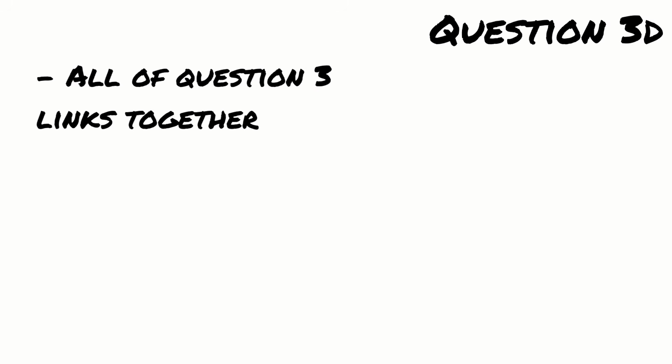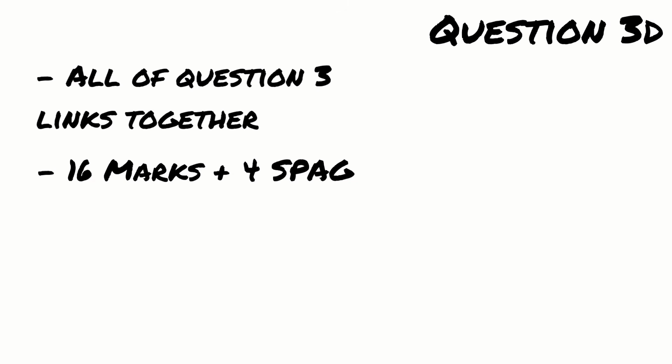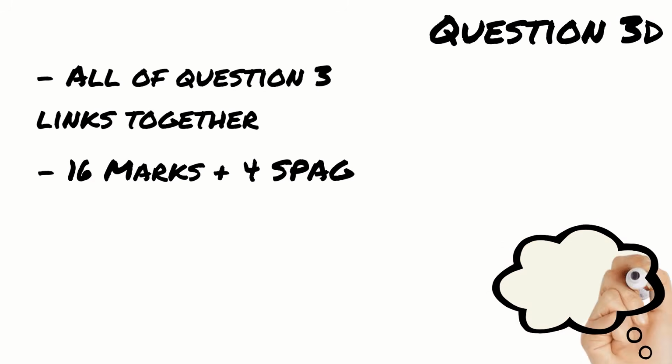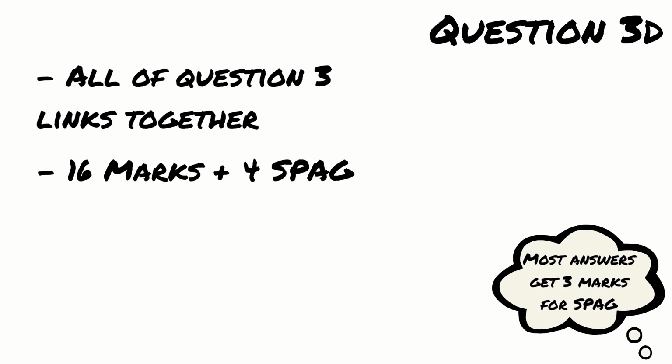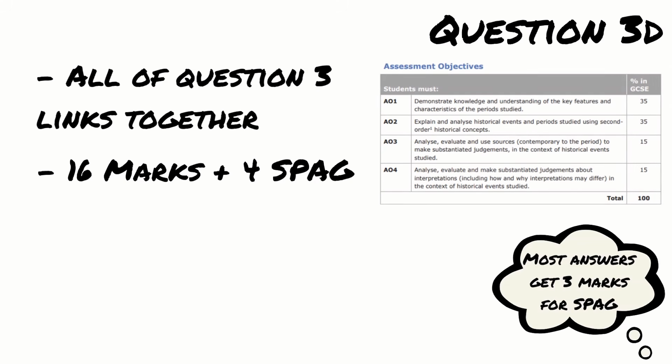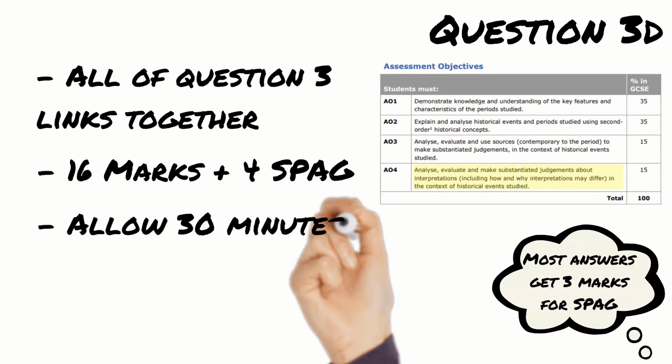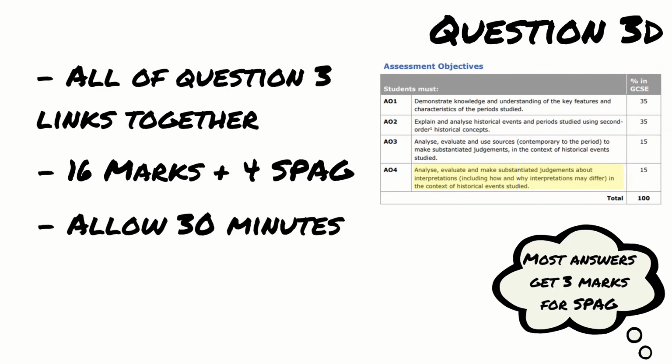Question 3D carries 16 marks plus 4 for SPAG, which is why it's sometimes called the 20-mark question. I don't really want you to worry about the SPAG. Most papers get 3 marks for SPAG, and it's only if your essay is particularly poor or particularly good that this changes. The question focuses on AO4, and it is the only time you're expected to analyse, evaluate, and make judgments about interpretations. A final key thing to note about this question is that you should allow 30 minutes for this question, including planning time.